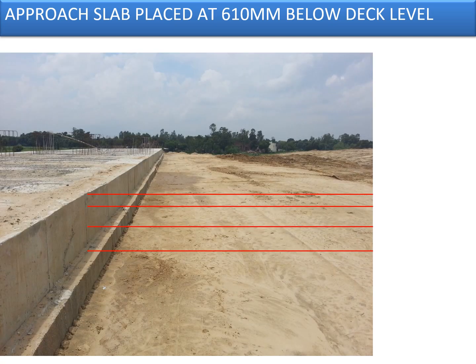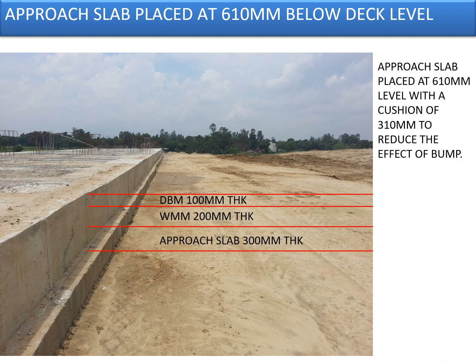So approach slab is placed at 610 millimeters below the deck level. If you see the photograph here, the approach slab is provided at a location just above the haunch portion and below the top of the slab with a 300, and above the approach slab you are having the layer thickness of WMM and then a DBM. The buried approach slab will have a cushion on top of the road, which will have a considerable impact on reducing the effect of bump when the vehicle approaches a bridge structure.